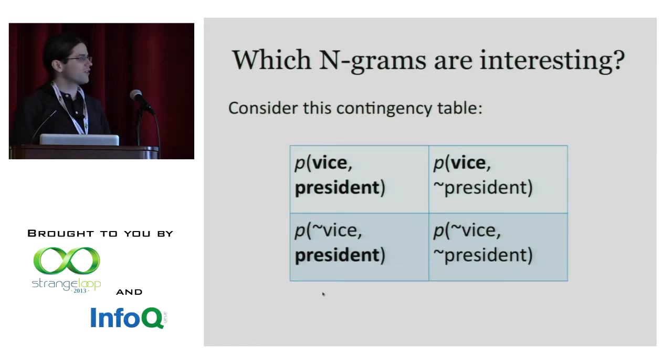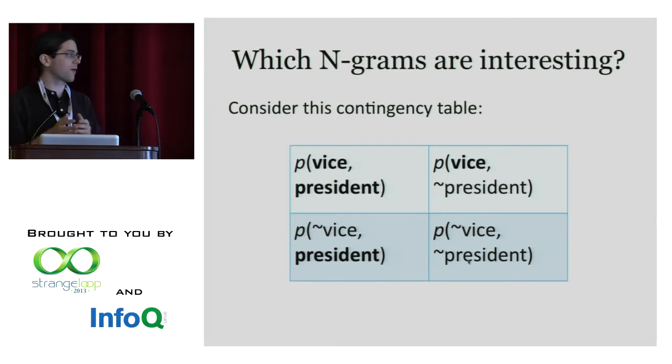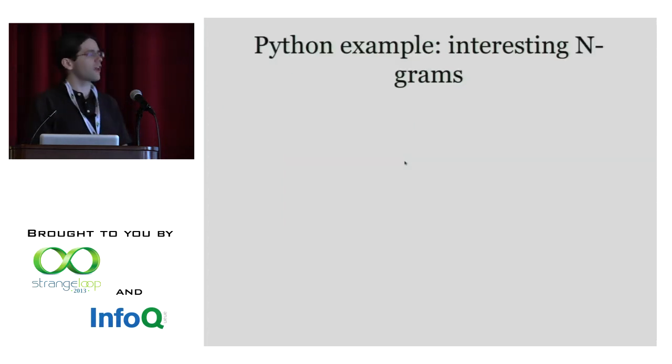We can make a contingency table where we find the probability that any particular 2 words are going to be the words vice president. Compare that to the probability of seeing vice followed by some word that is not president. Compare that to the probability of seeing not the word vice followed by the word president. And finally, the probability of seeing not the word vice and not the word president. And so you can apply a statistical measure to find out, is this cell occurring more often than you would expect given the other cells? And that is something, again, that NLTK can calculate for us. So that brings us to our second Python example.